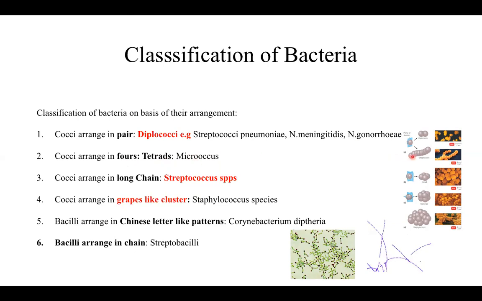Some of the cocci arrange in a long chain. They are known as Streptococcus. Some of the cocci arrange in grape-like clusters. They are known as Staphylococcus species.